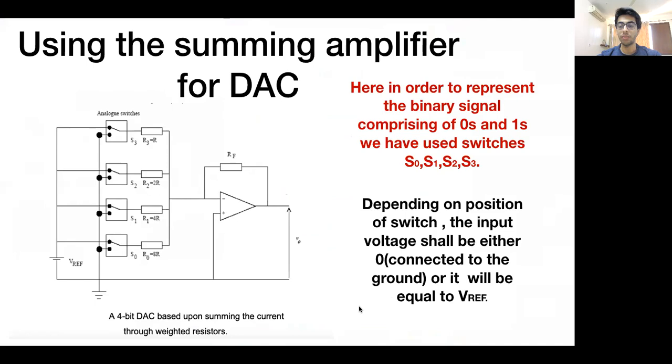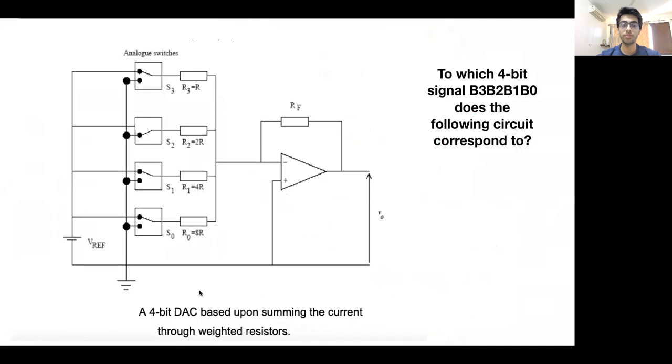Now I can represent multiple signals in the form of this digital to analog converter. I have used op-amp over here, and I can represent multiple signals over here. So let us see how.